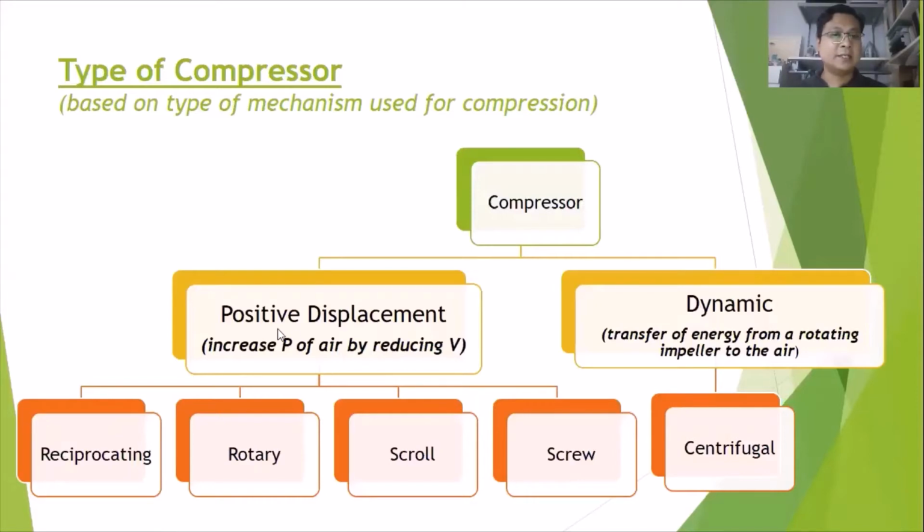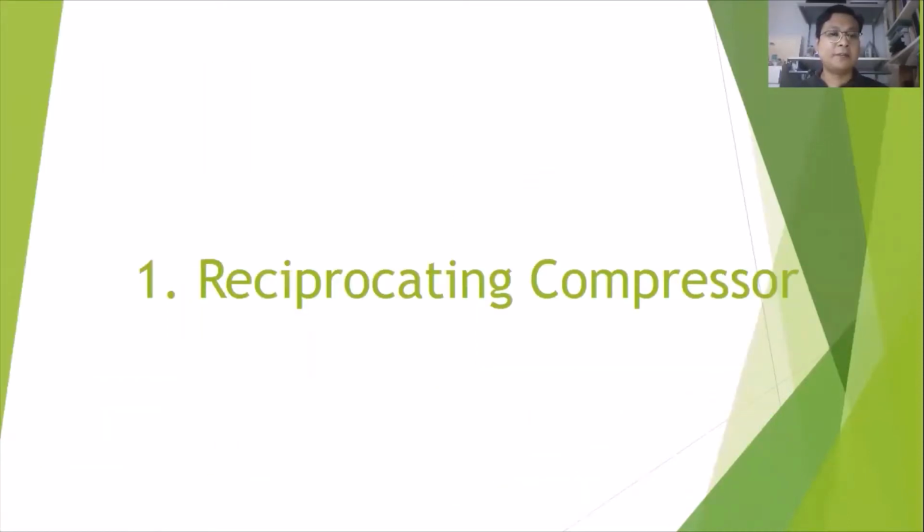So under the positive displacement, we have reciprocating system, rotary, screw, and from dynamic, we have only one, centrifugal system. Centrifugal is like how a centrifugal pump works. Okay, we go first under the reciprocating compressor.